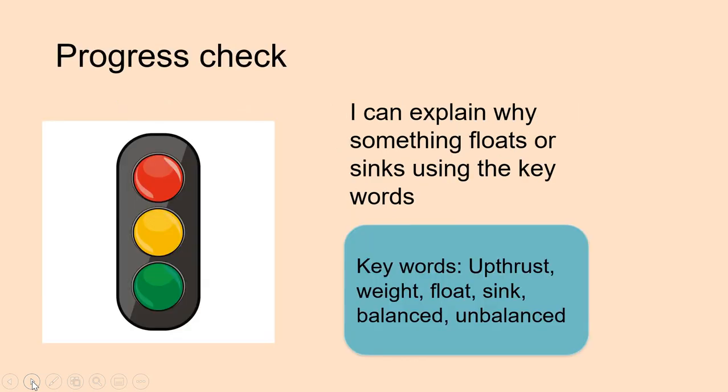Progress check. Have a think and rate yourself red, amber or green for: I can explain why something floats or sinks using the key words. Keywords: upthrust, weight, float, sink, balanced, unbalanced.